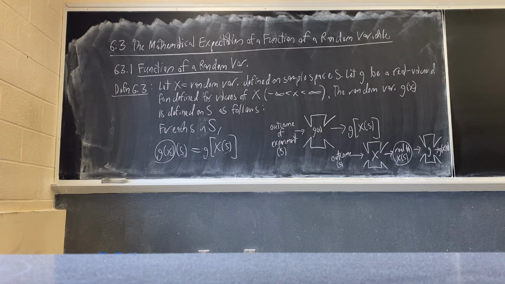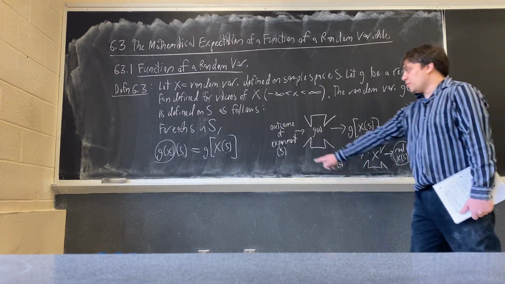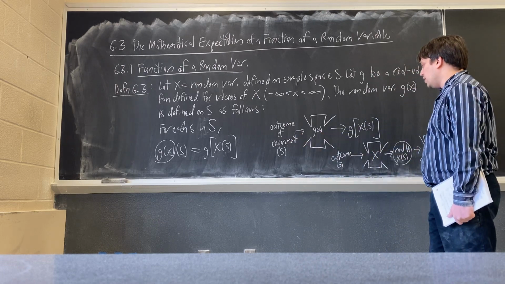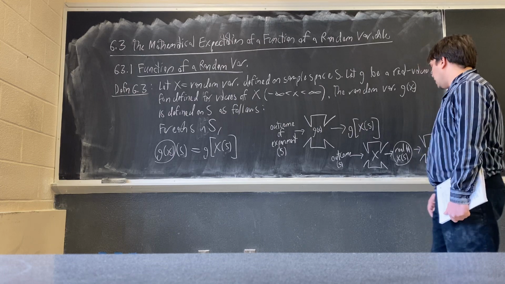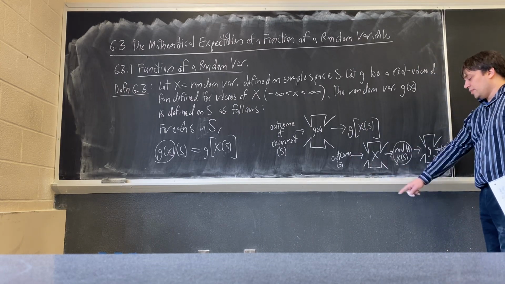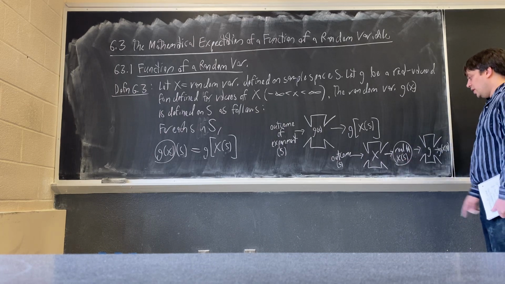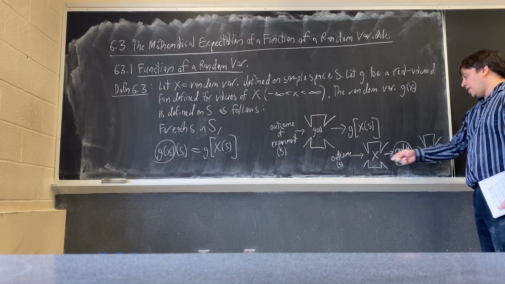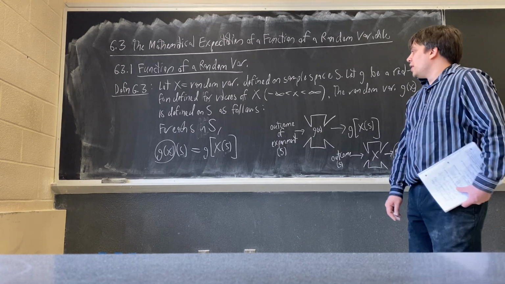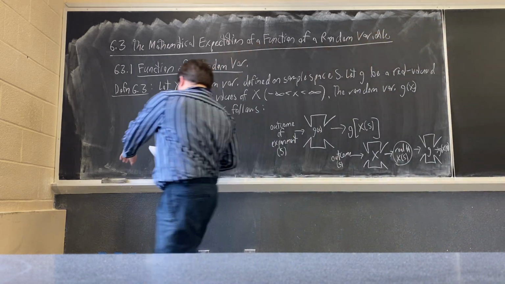That's what's happening here. We take the outcome of an experiment and input it into a random variable, and you get a real number. Take that real number value of x, plug that into g, and g spits out another real number. Okay, so let's see what this means.